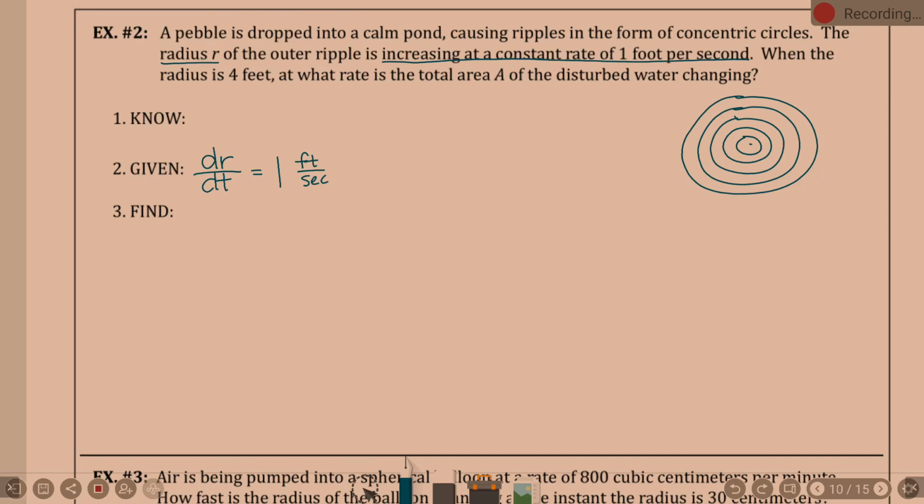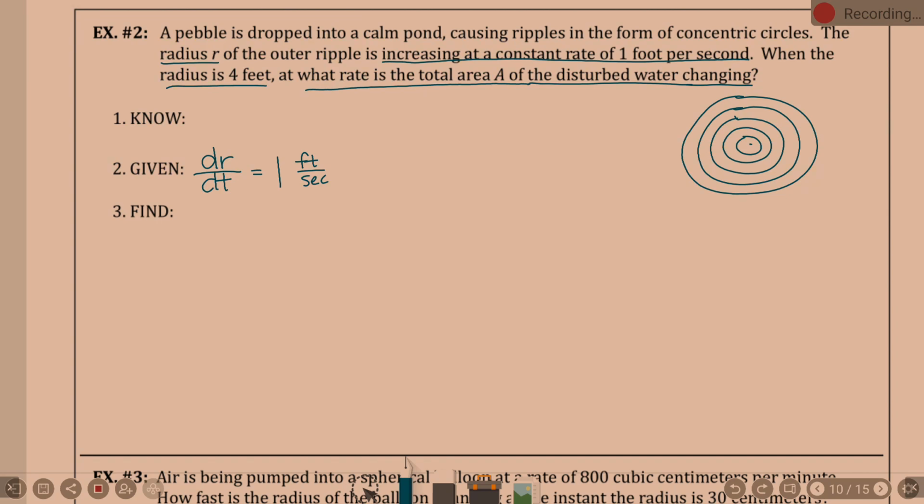What are they asking us to find? When the radius is 4 feet. What do they want? The rate of the total area. Yeah, the total area, I guess the whole thing. I could underline the whole thing here. Okay. When the radius is 4 feet, at what rate is the total area changing?